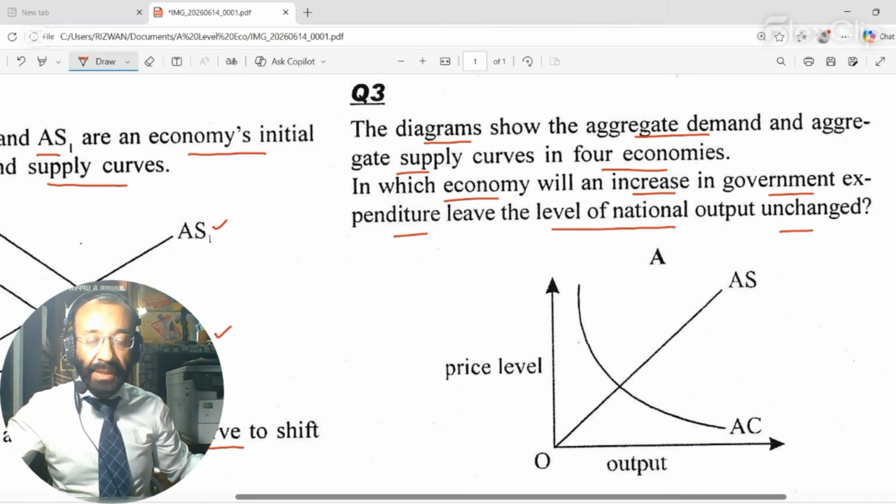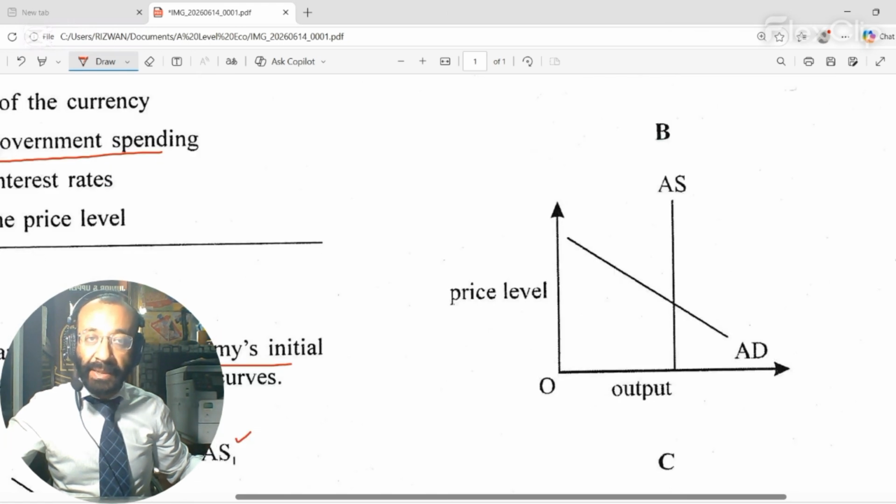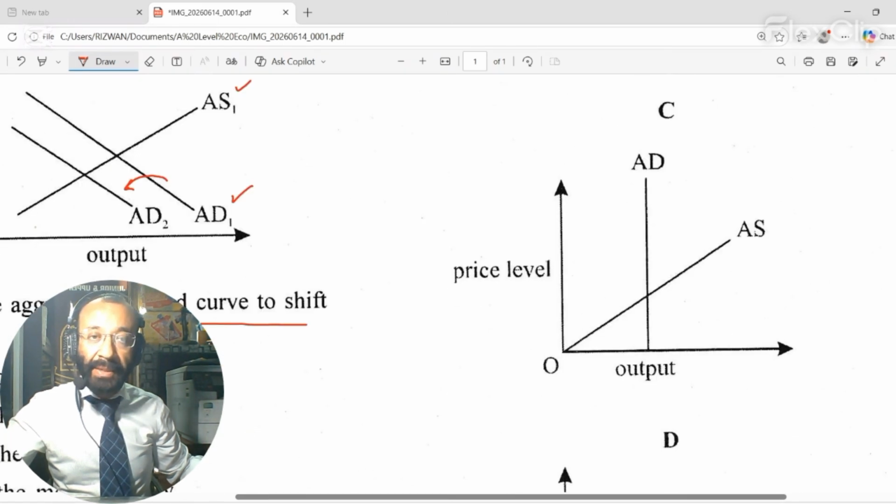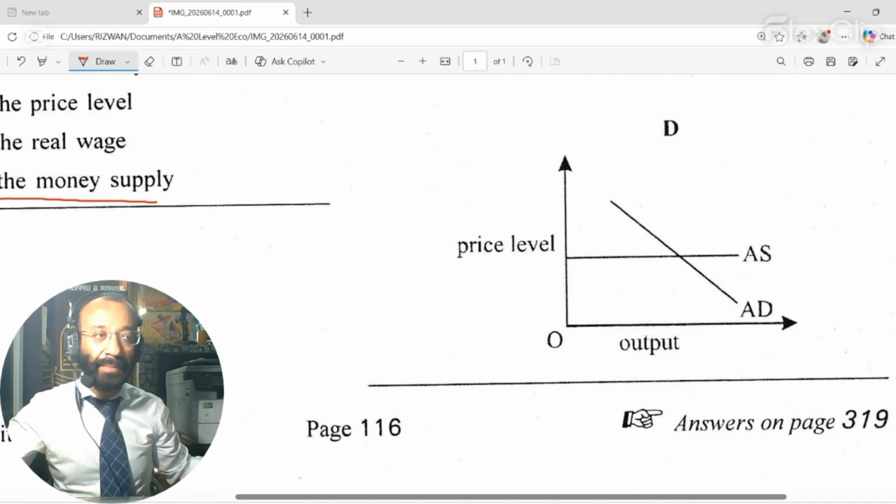This is the first economy. This is the second economy. This is the third economy. And this is the fourth economy.